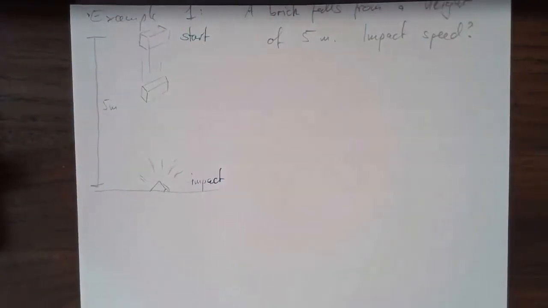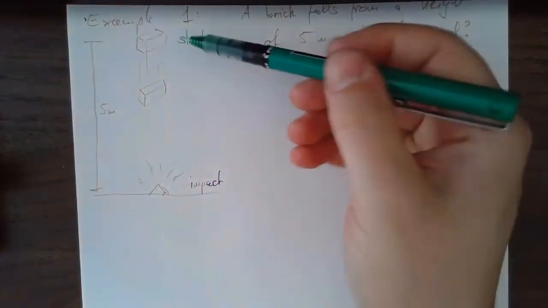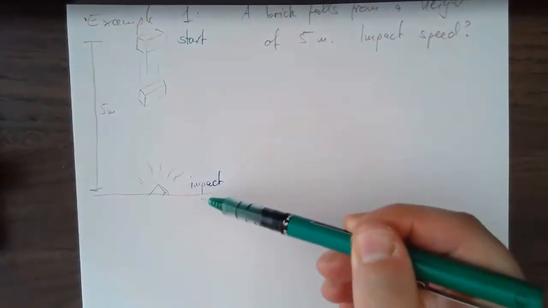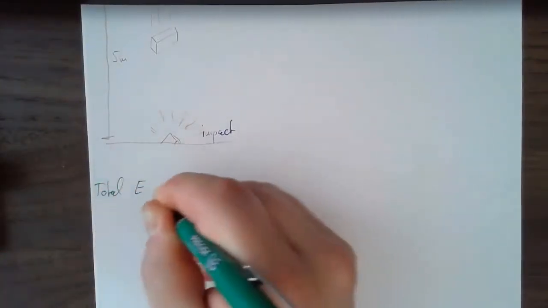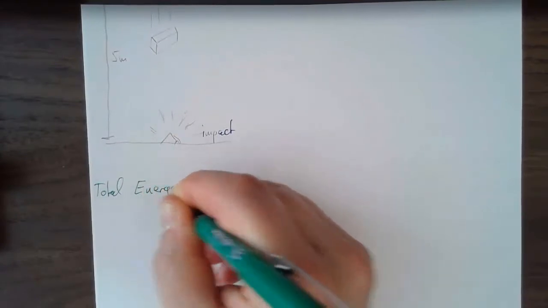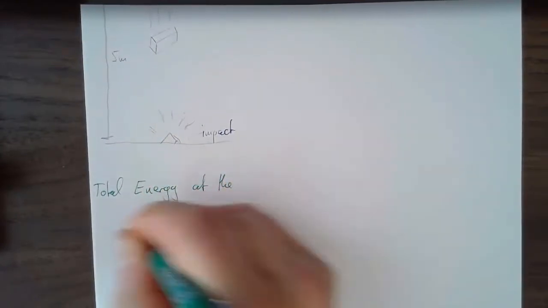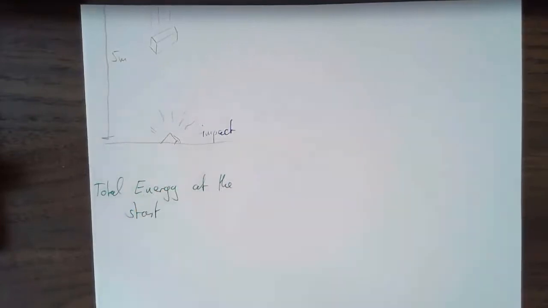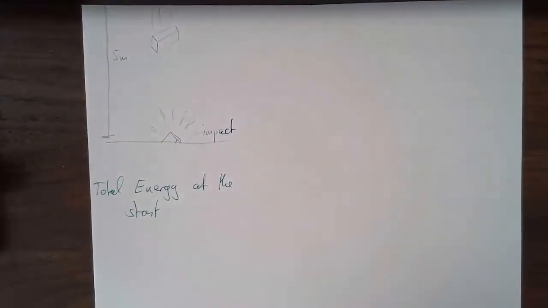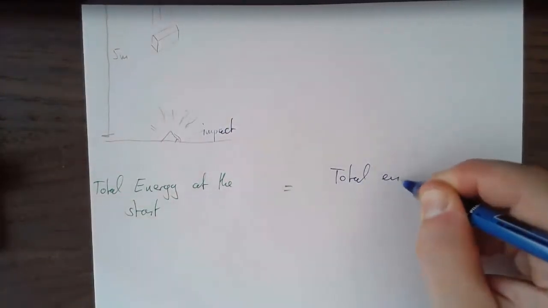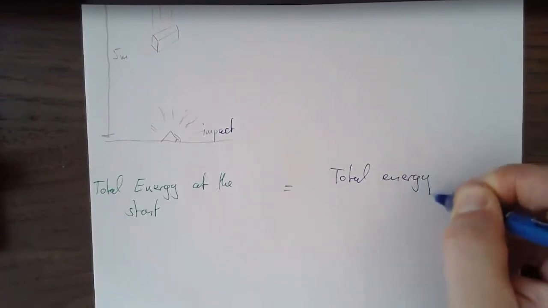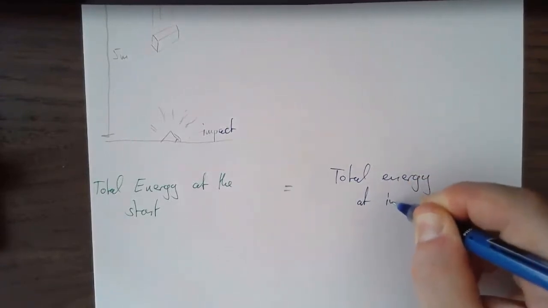So here's how we think about the situation. We're saying the total energy here is the same as the total energy there. So the total energy at the start is equal to the total energy at impact.